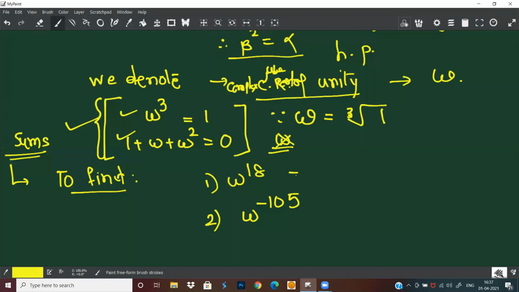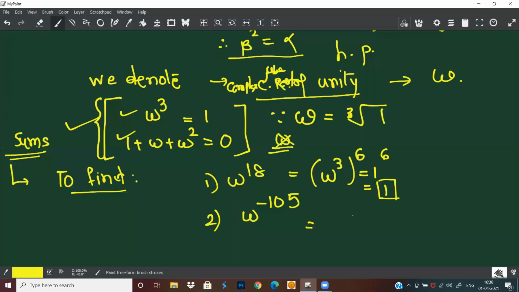It is like i, you had i square is minus 1, i cube is minus i, i raised to 4 is plus 1. And we could write in any form. So you will be writing in a multiple of a cube. So it is omega cube raised to 6. So omega cube is 1. So it is 1 raised to 6. Your value is 1. Correct?